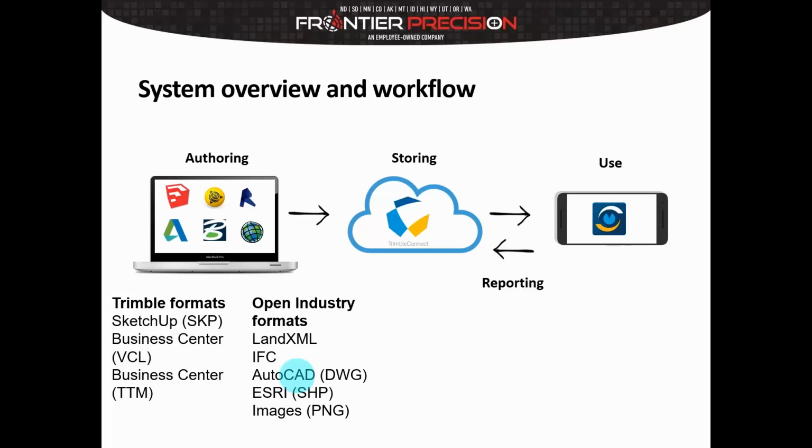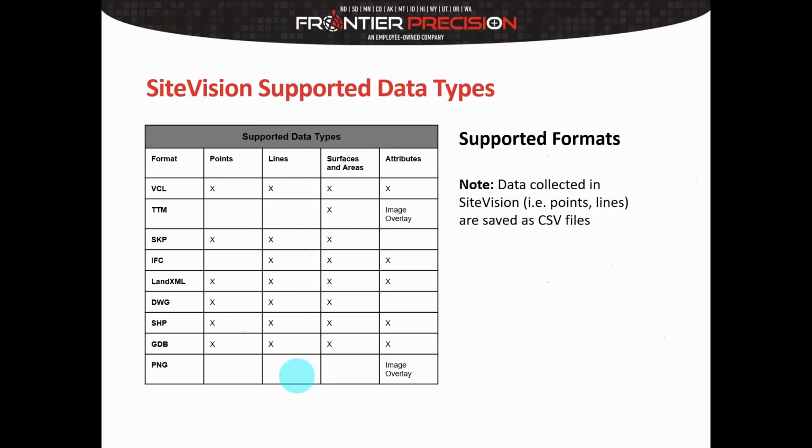So the quick overview: as long as the software that you're using is able to kick out a LandXML, IFC, or DWG, those are pretty much the universal formats that most companies are using. You're going to be able to upload these to Trimble Connect. SketchUp and Trimble Business Center are the two that allow you to have direct export to Trimble Connect. Of all these formats, you're going to be able to visualize points, lines, and surfaces.